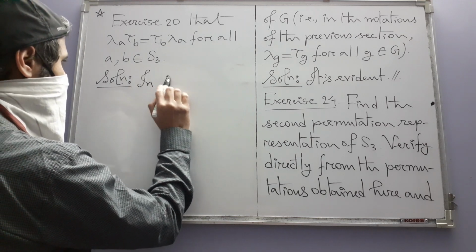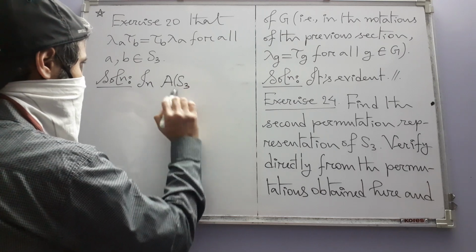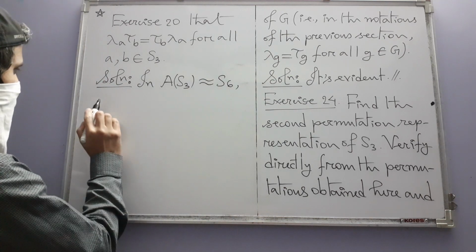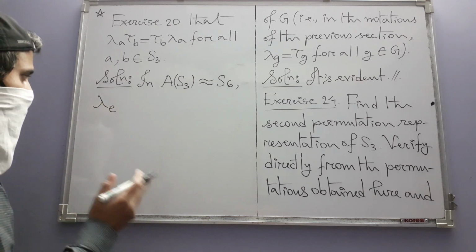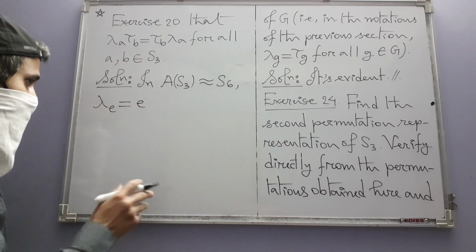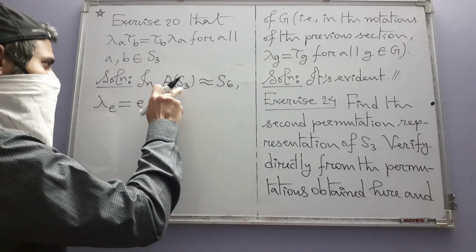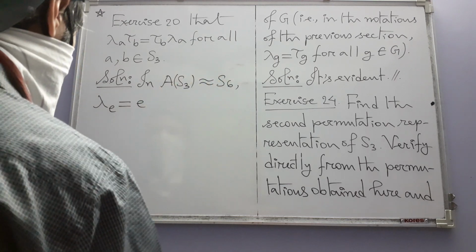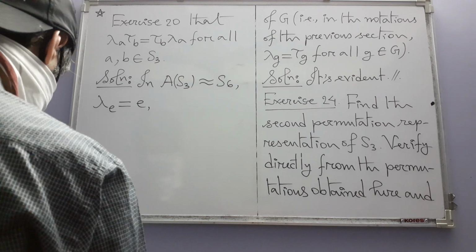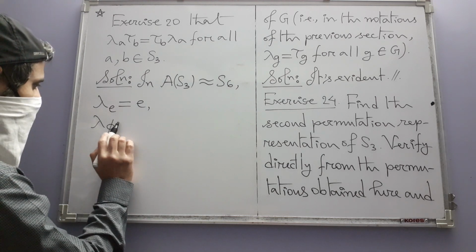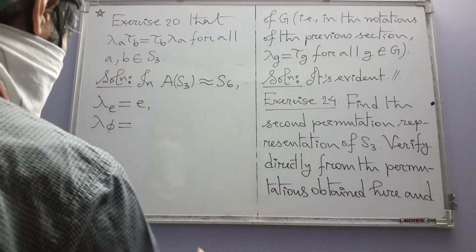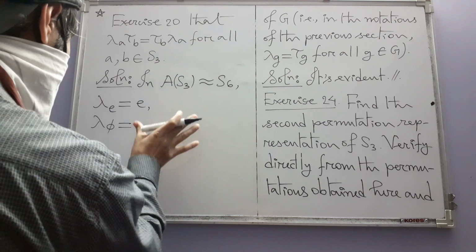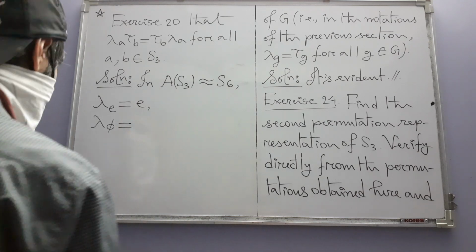In the permutation group of S3, which is isomorphic to S6 because there are 6 symbols, these are the things that we get. Lambda E, just like tau E, is just E itself, but again keeping in mind that this E is the identity element in S3, whereas this E is the identity element in AS3, that is S6. So that is one thing. And then lambda phi. So that means if we are multiplying every group element in S3 from the left side by phi, then that function gives this permutation lambda phi, which turns out to be this.